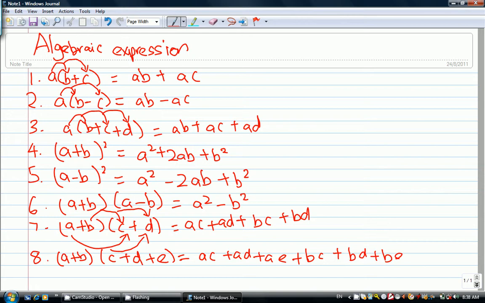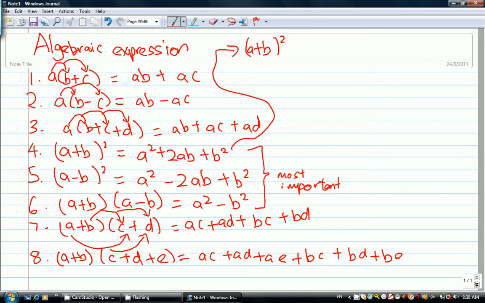Okay, of all the identities, these three are the most important. And so let me teach you how to derive this formula here. Alright, a plus b squared is actually a plus b, a plus b.